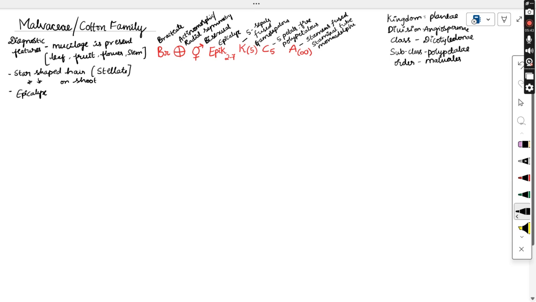They are of the monodelphous type of stamens can be seen. And these stamens are actually attached to the petals. So epipetalous condition can also be observed in the Malvaceae.